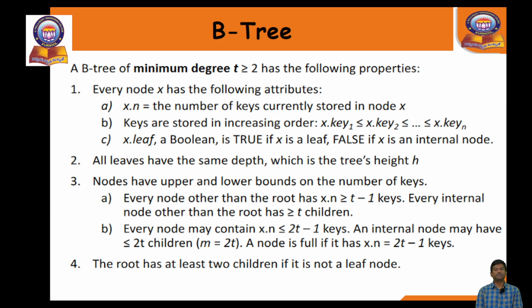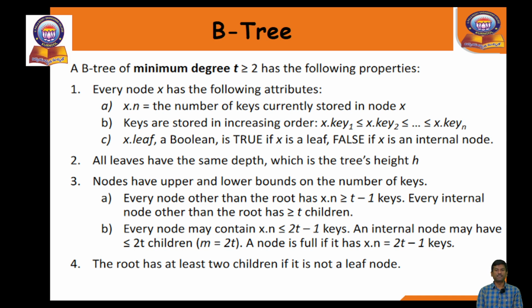A B tree of minimum degree t greater than or equal to 2 has the following properties. Every node x has the following attributes: x.n, which indicates the number of keys currently stored in the node x, and keys are stored in increasing order, that is x.key1 is less than or equal to x.key2 less than or equal to x.key3, and so on. And x.leaf is a boolean value: true if x is a leaf node, and false if x is an internal node. All leaves have the same depth, which is the tree's height h.